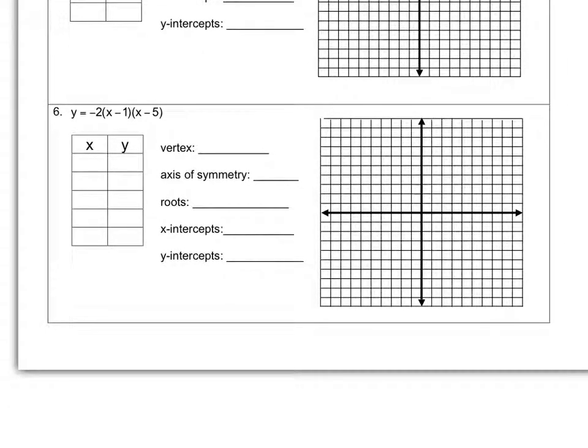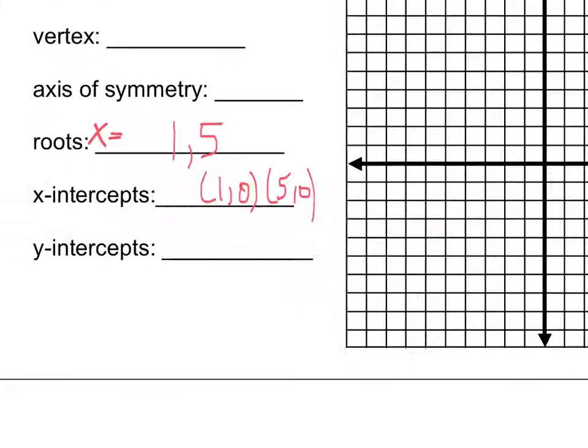Now, it's called the root form because it reminds us of the general form a times x minus r1 times x minus r2, and it's called the root form because you're able to get the roots out of this equation. So in this case, what are my roots? The roots are going to be the numbers inside the parentheses, so in this case they are 1 and 5. So my x-intercepts are 1, 0, and 5, 0. Now let's plot these x-intercepts. So the first one is going to be 1, 0, and 5, 0.